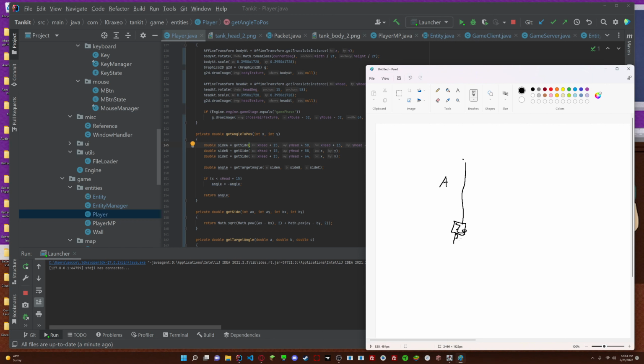So I'm just going to put this here, P for player, all the way to the position of my cursor. Let's say that position is right here. So this is going to be, whoops, that's going to be a line there. This is going to be side B, and then I'm going to get the distance between this. So this is the cursor. So this is side C, right?